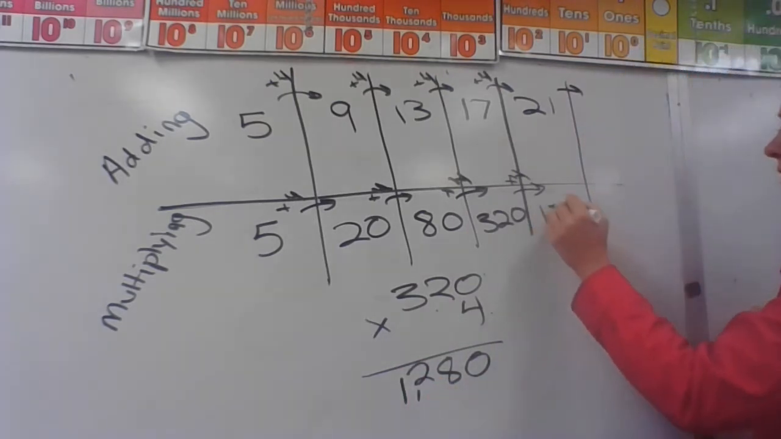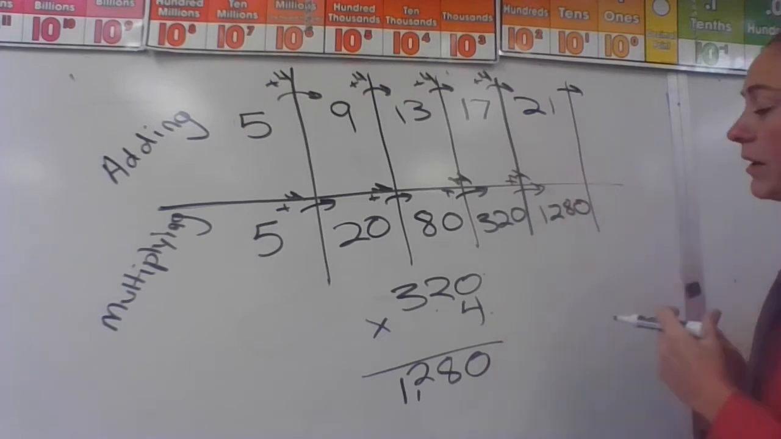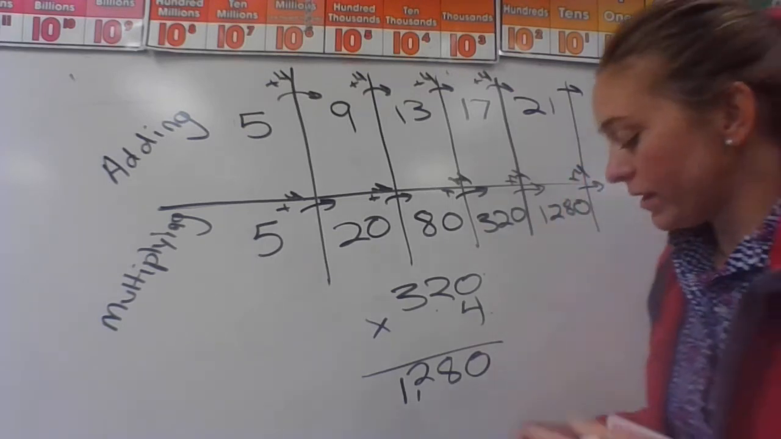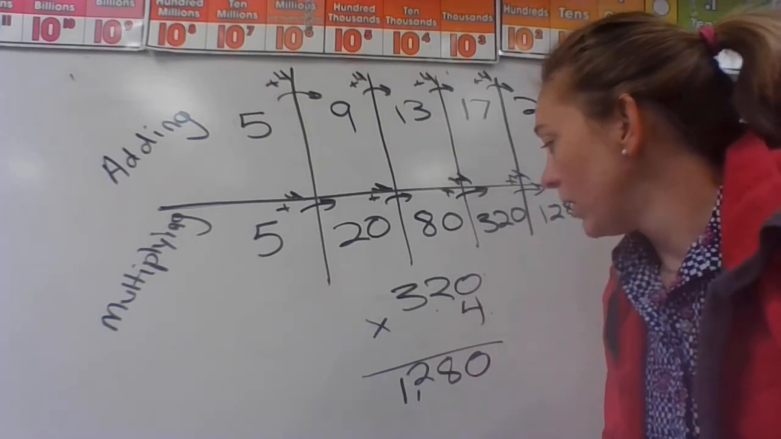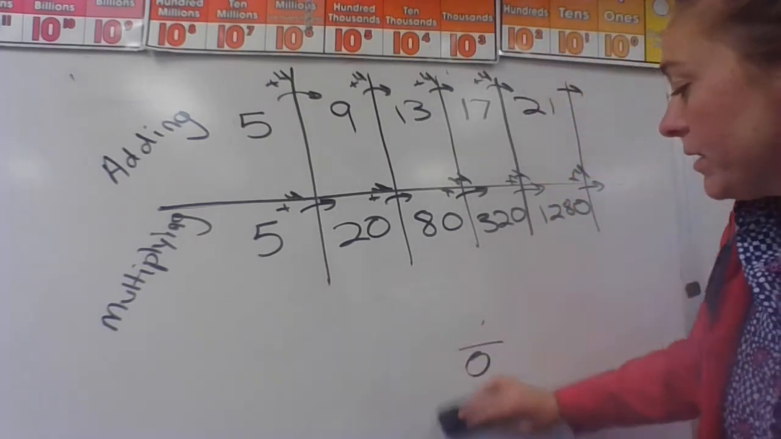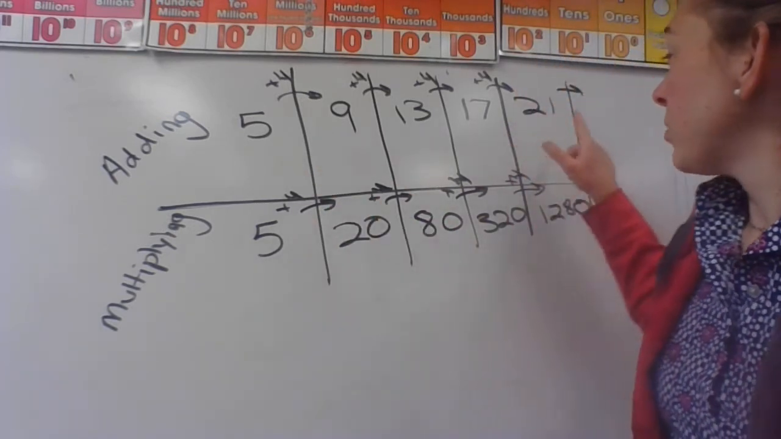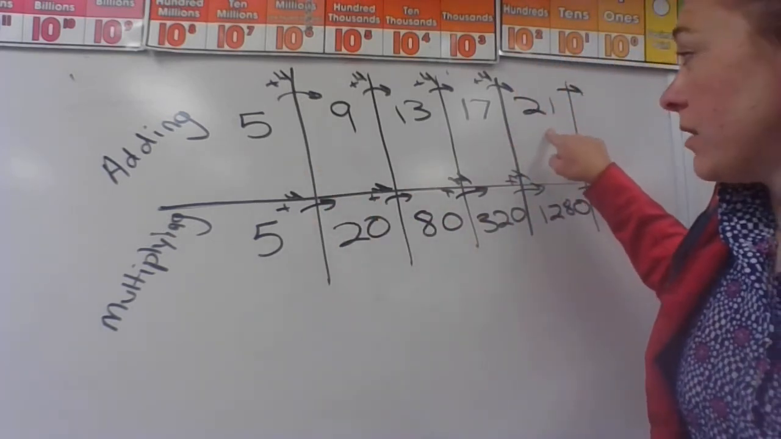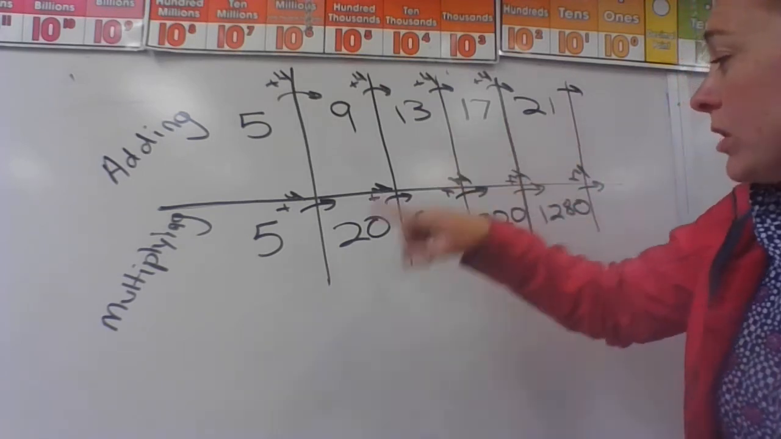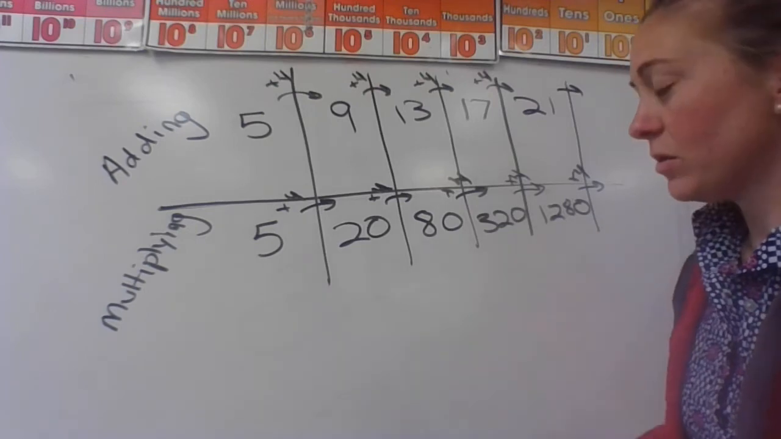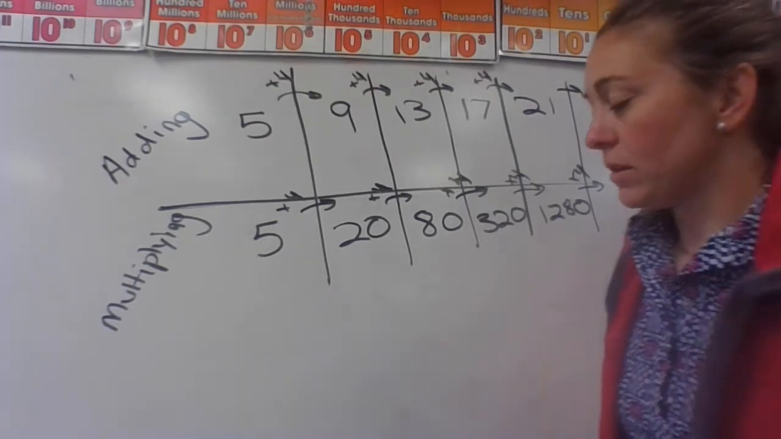1,280. You see, it's getting a lot bigger, a lot faster now. And then we would just keep multiplying by 4. So notice on the adding one, it's going up, but not nearly as fast as the multiplication one. I got to 21 in my last iteration, and multiplying, I was already at 1,280. So multiplying gets you going up a lot faster.